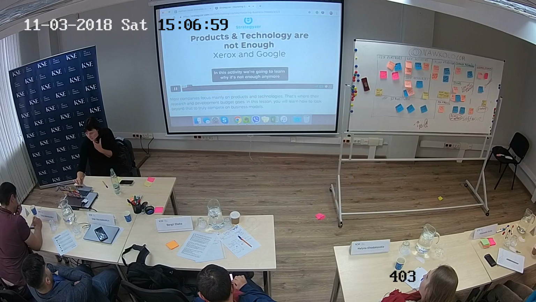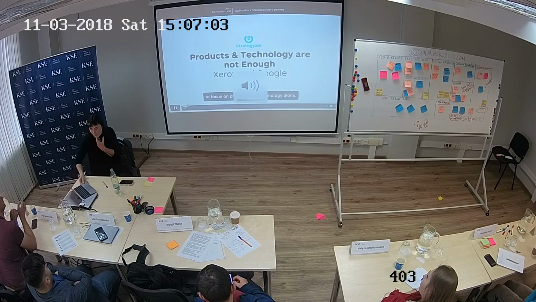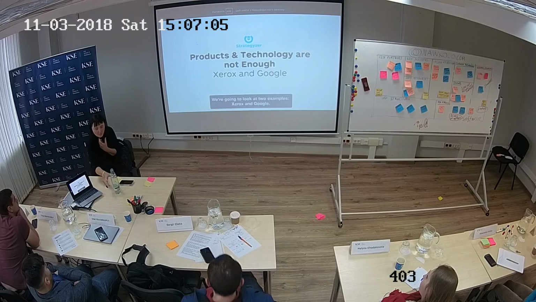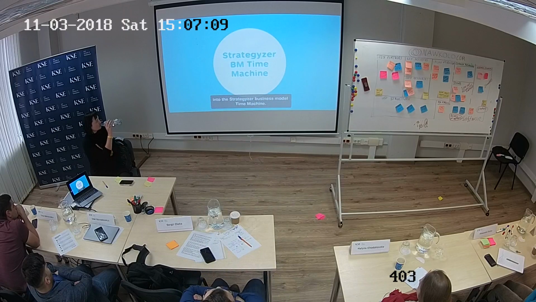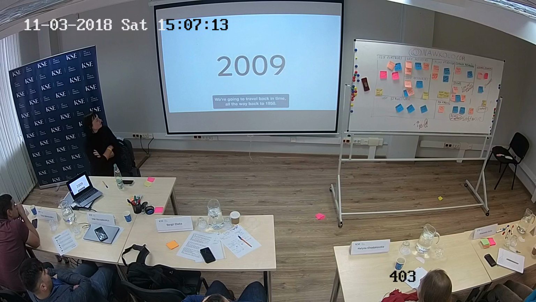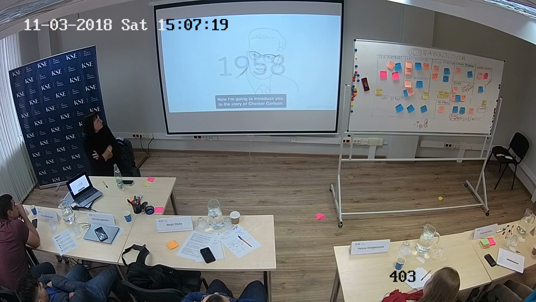In this activity, we're going to learn why it's not enough anymore to focus on products and technology alone. We're going to look at two examples, Xerox and Google. To do so, I'm going to take you into the Strategize with Business Model time machine. We're going to travel back in time, all the way back to 1958. Now I'm going to introduce you to the story of Chester Carlson.